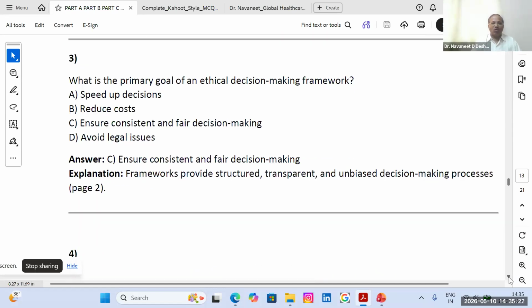What is the primary goal of an ethical decision making framework? A. Speed up the decisions. B. To reduce the costs. C. Ensure consistent and fair decision making. And D. Avoid legal issues. The correct answer is C. Ensure consistent and fair decision making. Frameworks provide structured, transparent, unbiased decision making processes.